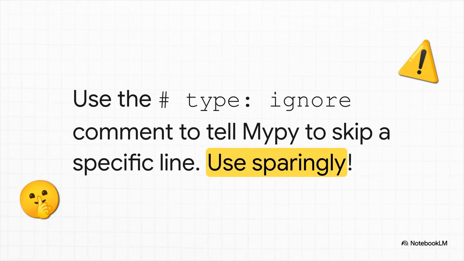Okay, but let's be real. We all know that sometimes, especially when you're wrestling with older libraries, you just need a way out. MyPy gives you a simple escape hatch. You just add the comment # type: ignore to a line, and it tells the checker, hey, look the other way on this one. Just use it sparingly.